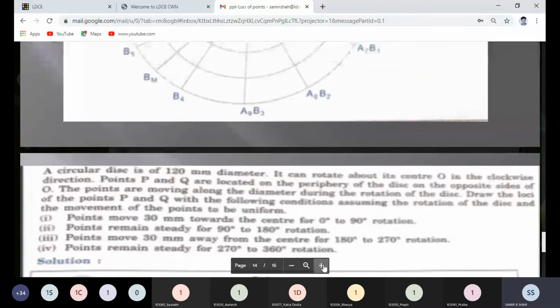Just read the data so you can understand what we have to do. A circular disc is of 120 mm diameter. There is one disc which is circular, whose diameter is 120 mm. It can rotate about its center O in the clockwise direction. Points P and Q are located on the periphery of the disc, on the opposite sides of point O.